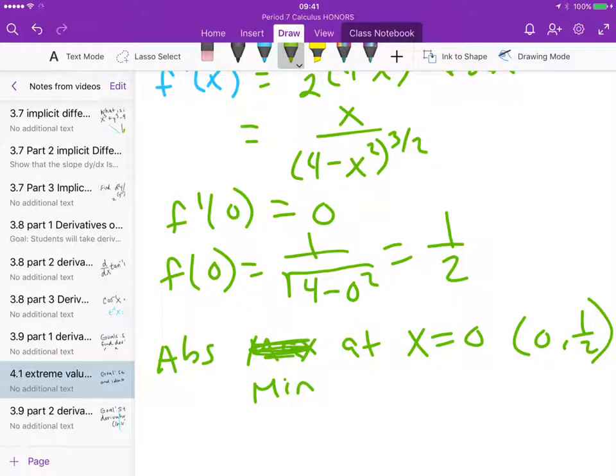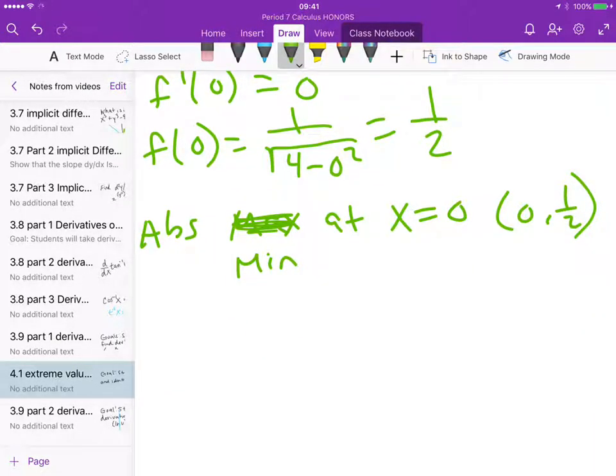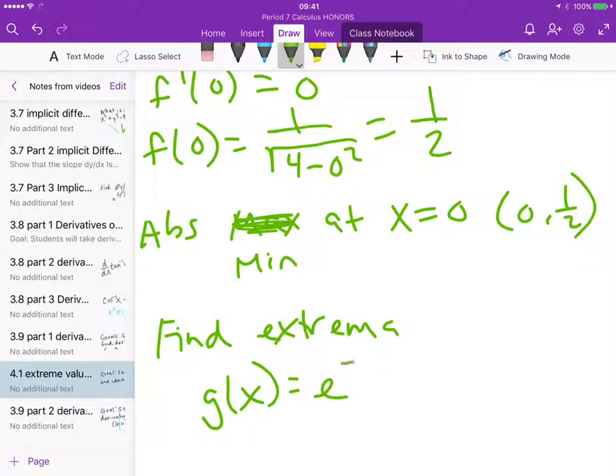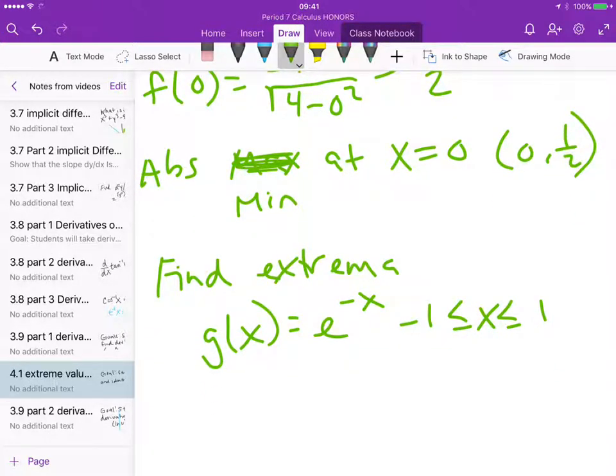And other than that, I want you guys to give one more shot on your own. So what I want you to do is find all extrema for g of x equals e to the negative x over the interval from -1 to 1.